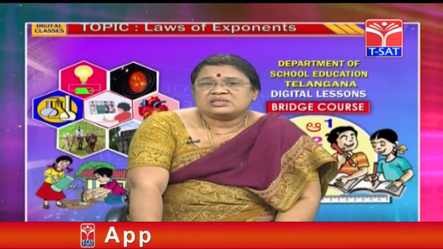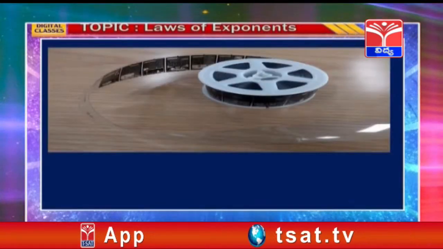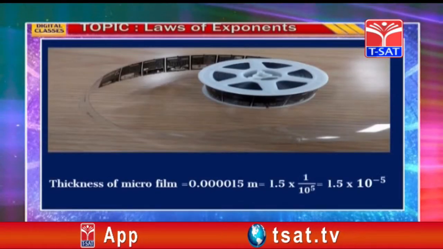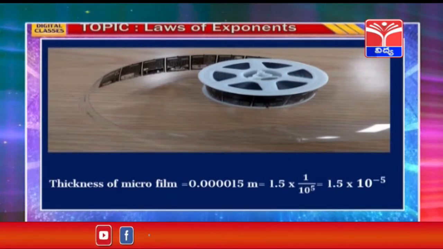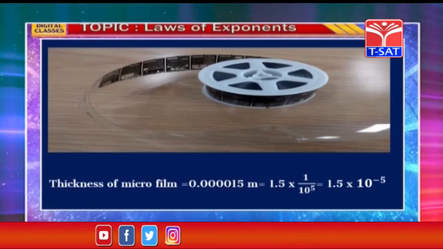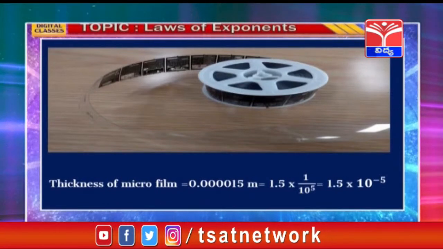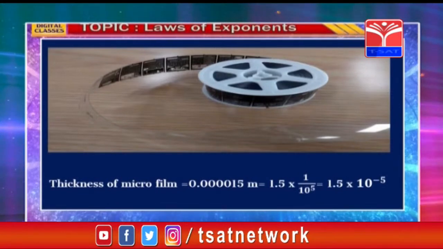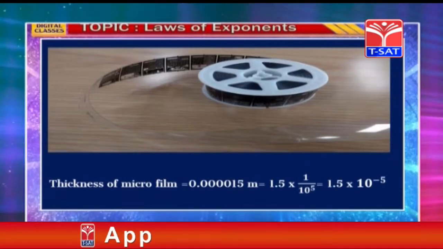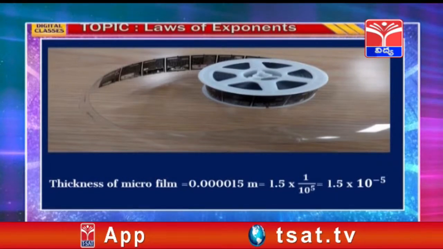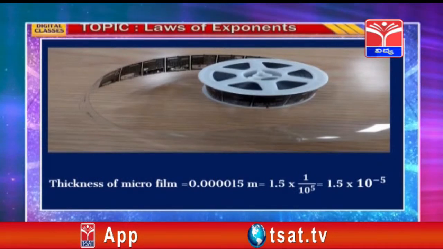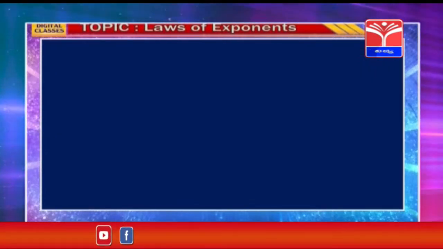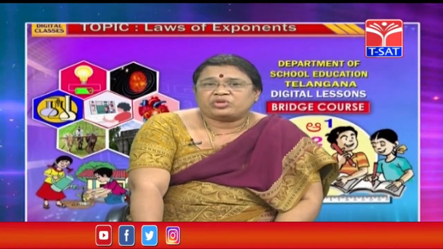Again, look at this. This is a microfilm. Do you know what is the thickness of this microfilm? This is 0.000015 meters. So this can be written as 1.5 into 10 to the power of minus 5. So indicating a number in an exponential form with a negative exponent, you may get problems like expressing this type of problems.